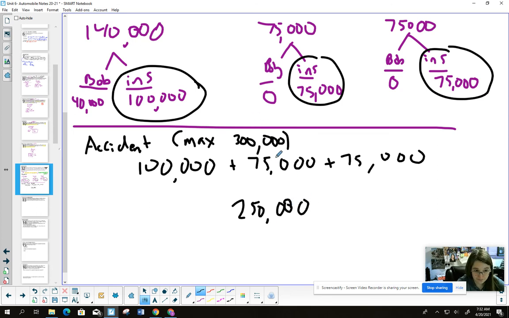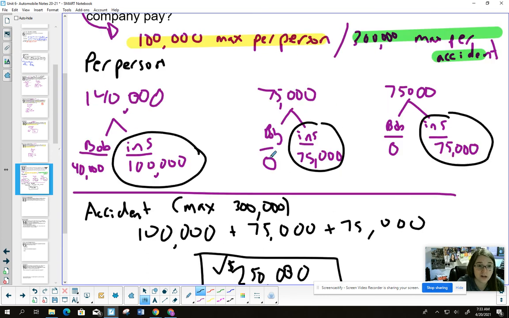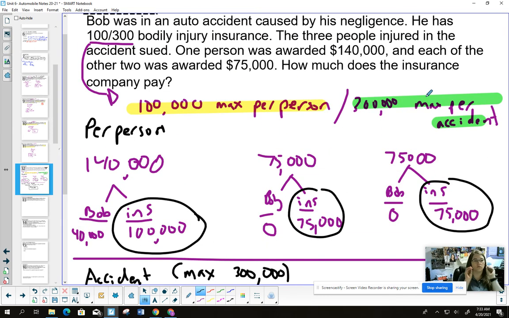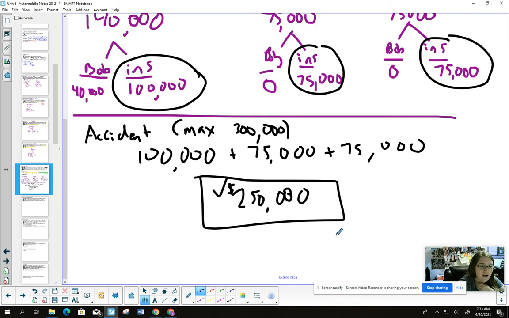And actually, just to double check again, will they pay all of this? Is this less than the maximum for the total accident that they would pay? It is. So that's our answer. Our answer could not be more than $300,000 because that's the most the insurance company will pay for the entire accident. But because the entire accident is less than $300,000, the insurance company will pay all of it.